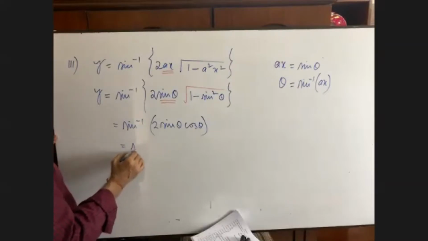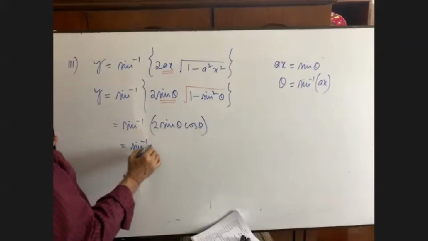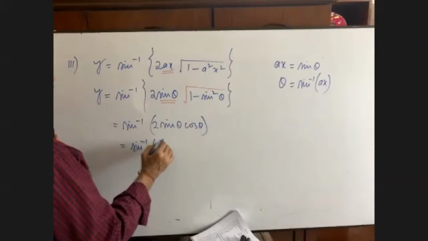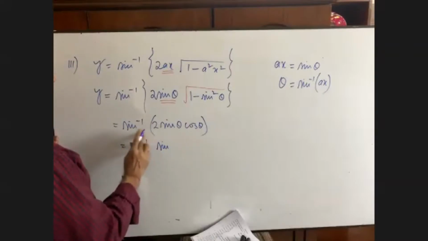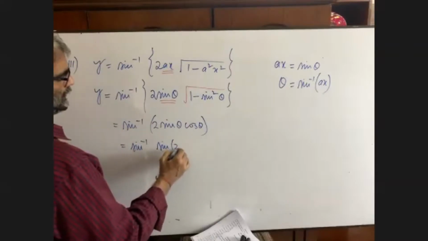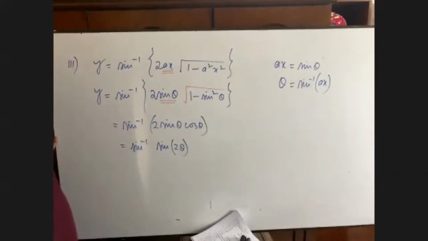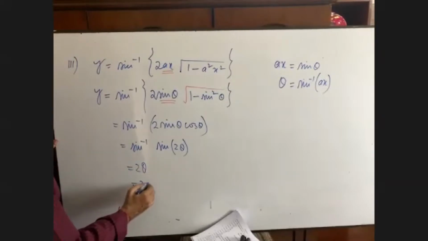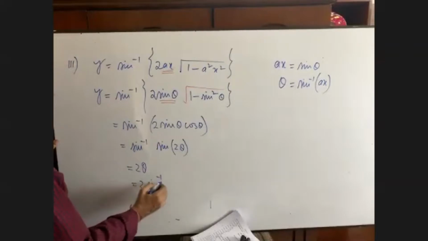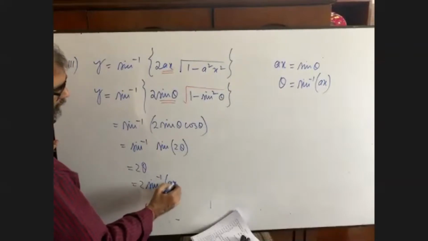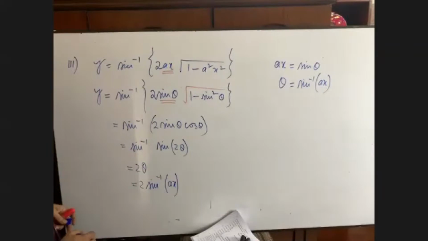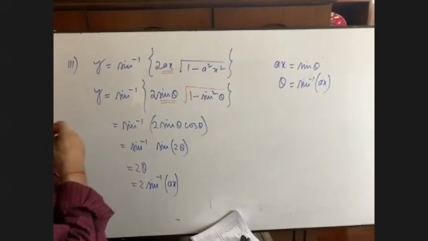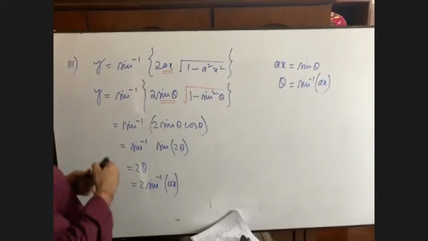equals to what? Sine inverse sine 2 theta. So we are getting only 2 theta. What is theta? Theta is sine inverse ax. Now find dy by dx. You have to find now dy by dx.